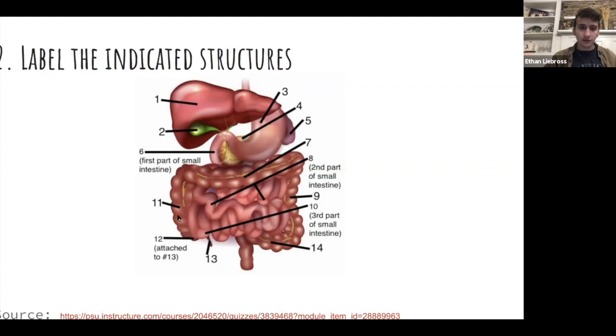So 11, going up, is the ascending colon, which makes sense given its name. 12, attached to this right here, this little sac looking thing, is the appendix, which is known to rupture. 13 is called the cecum. And 14, over here, makes an S shape, and it's the very end of the large intestine. And this is called the sigmoid colon.